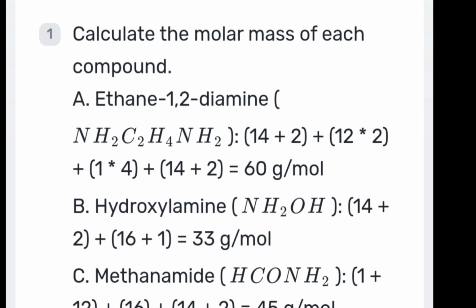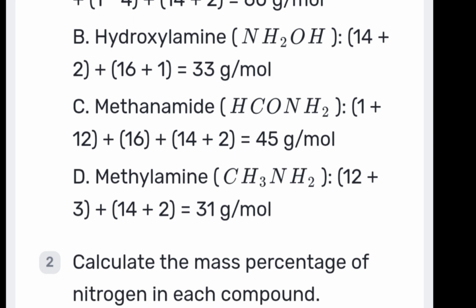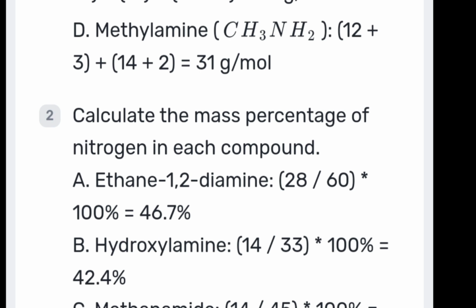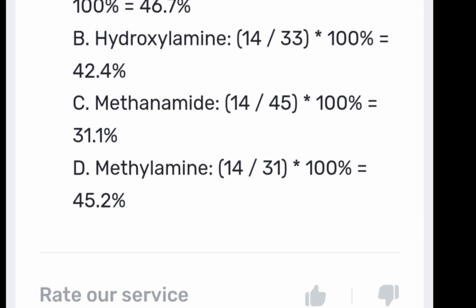We want to calculate the mass. So first of all, we have to determine the molecular masses of each and every molecule: ethane-1,2-diamine, then hydroxylamine, then methanamide, then methylamine. After calculating their molecular masses, because we want the mass percentage of nitrogen, you have to divide. For example, we have two nitrogens in ethane-1,2-diamine, so 28 divided by 60, that is of its molecular mass, times 100, and we can get the nitrogen percentages in each and every compound.